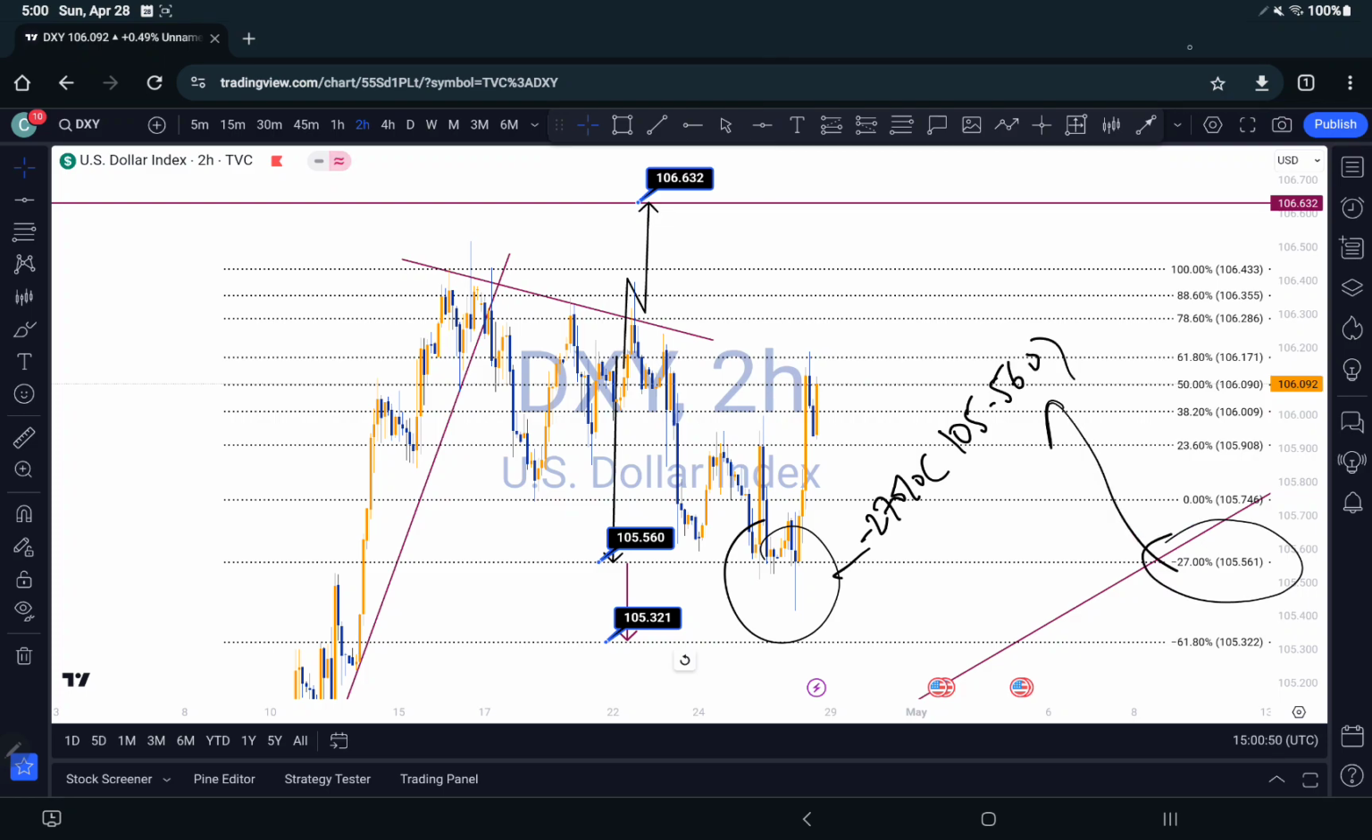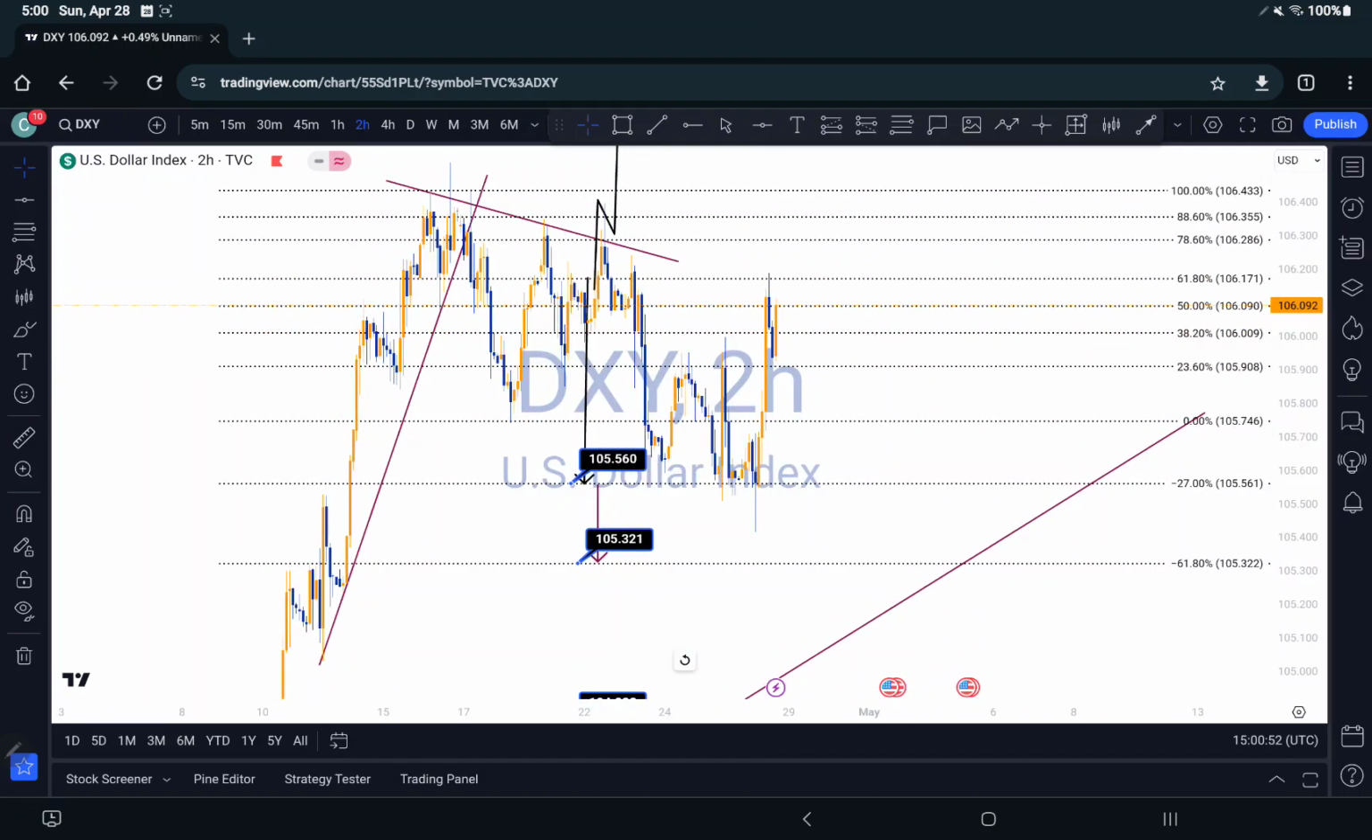And as you can see, as soon as we got there, we had this reversal price action. You know that whenever we get to the negative 27% fib level, there is a possibility for a reversal around that zone. So as soon as we hit 105.560, we started retracing to the upside.